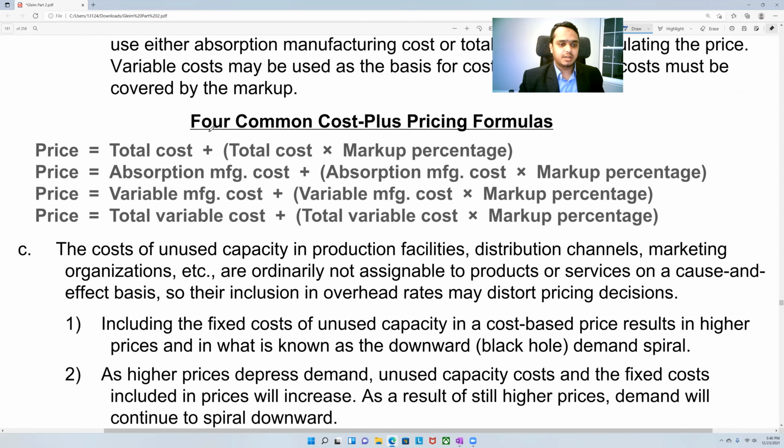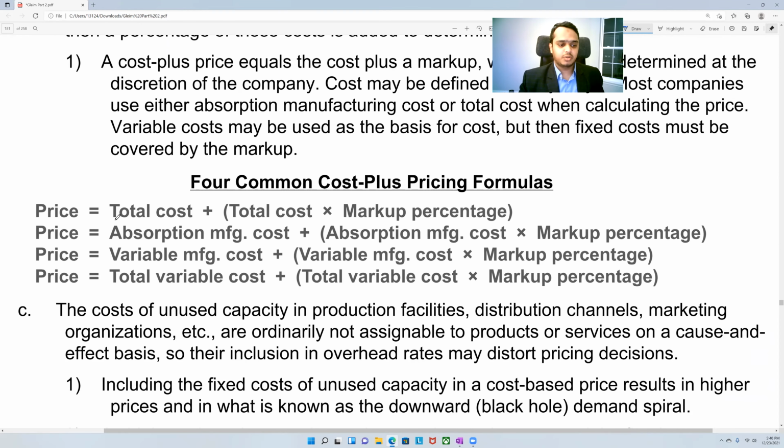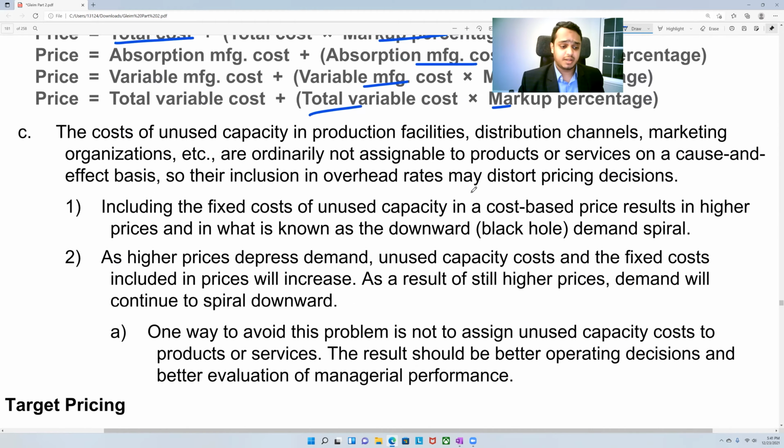So you can see in here four common cost-based methods: total cost plus the markup, absorption cost plus the markup, variable cost plus the markup, or you can say total variable cost plus the markup. So it matters. You'll understand this more if you've already done part 1. If not, then just read the basic concepts of costing. That will be more than enough.